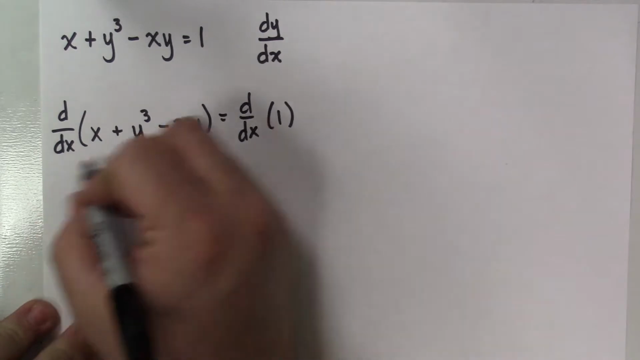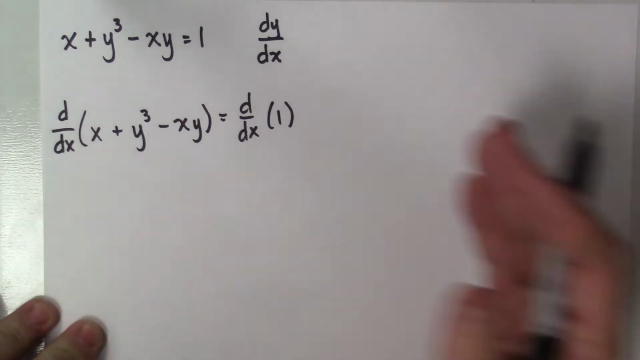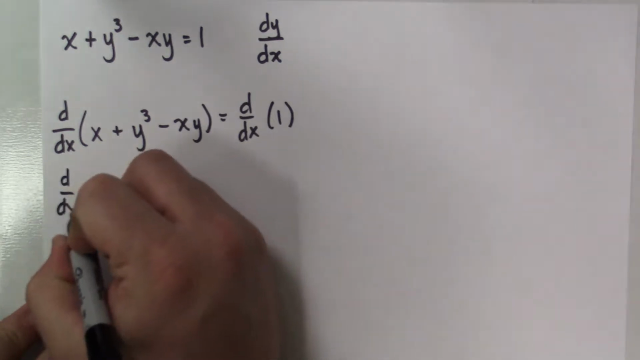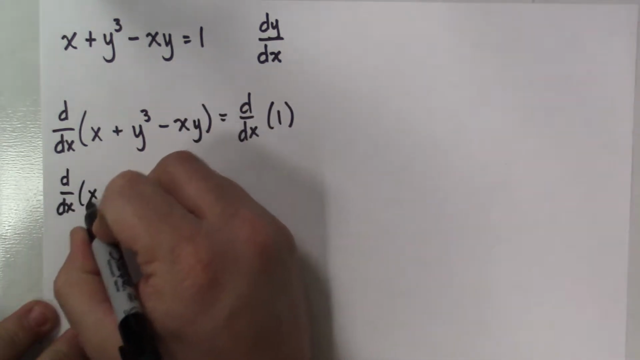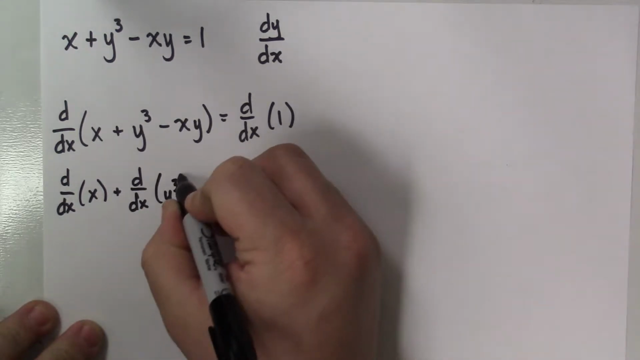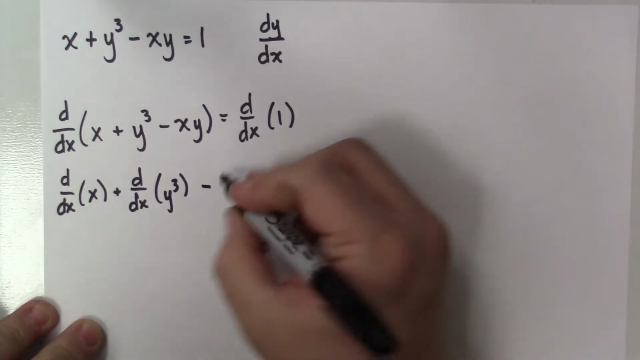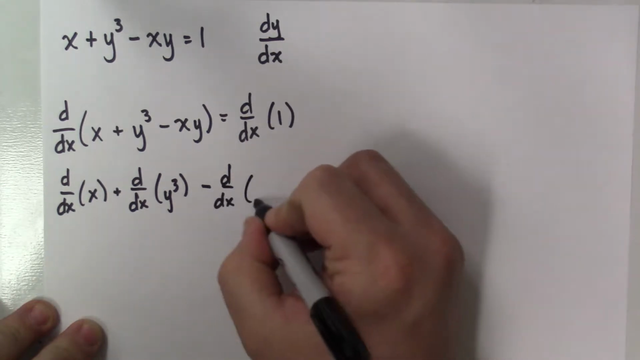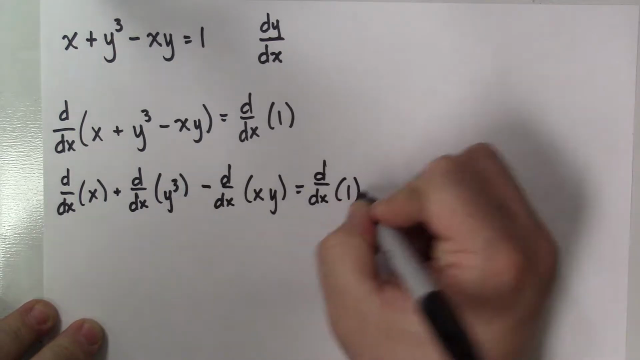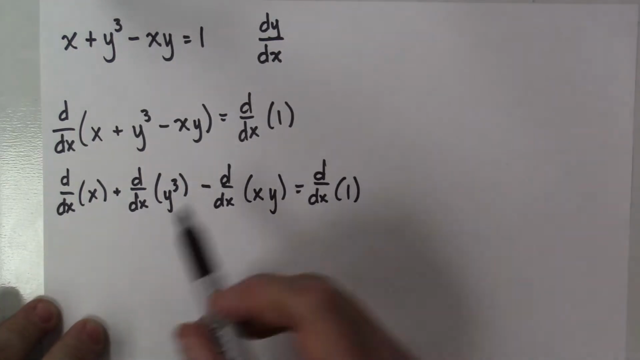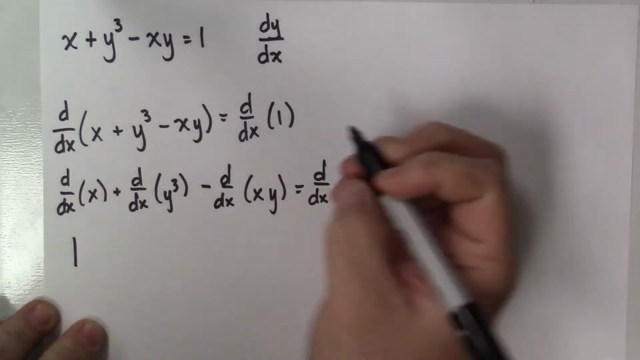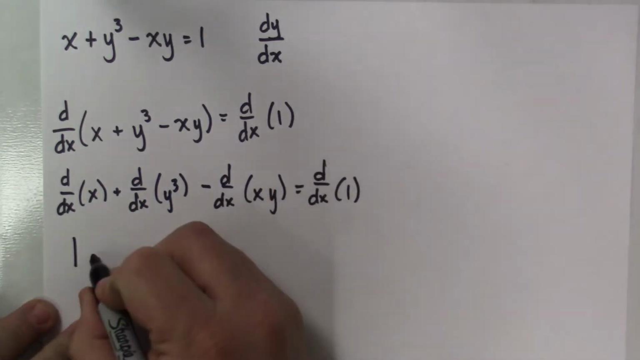And as we noted before, when I take the derivative and I'm adding, I can simply break it up into pieces. So I have the derivative with respect to x of x, plus the derivative with respect to x of y cubed, minus the derivative with respect to x of x times y, equals the derivative with respect to x of 1. Now, derivative of x with respect to x, that one's nice and easy at least. That one's 1 using the power rule.